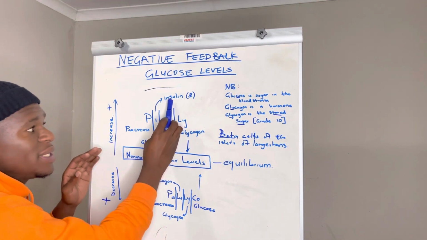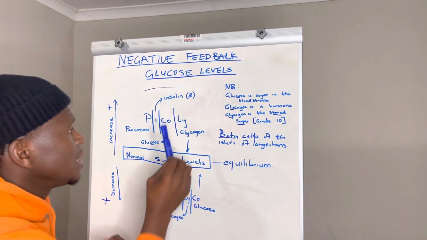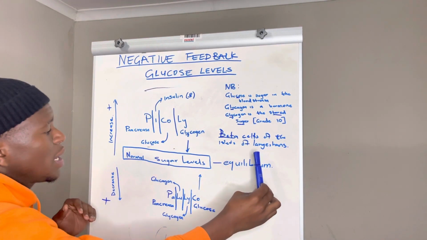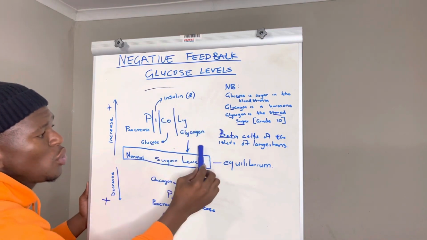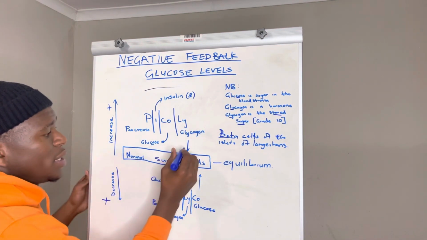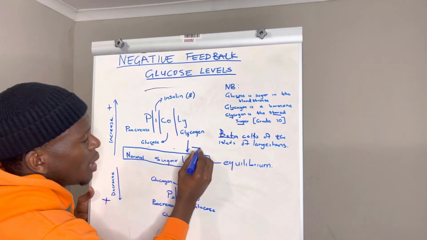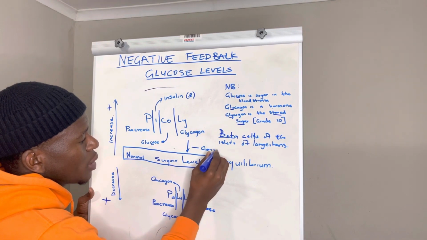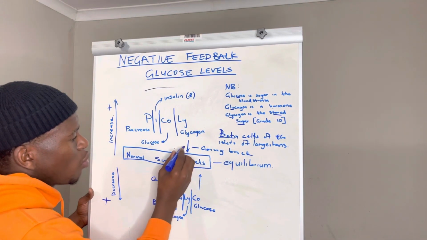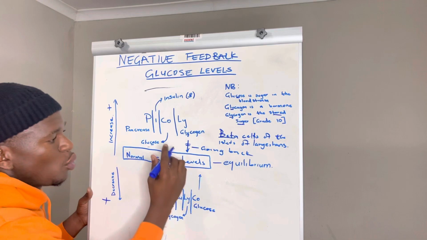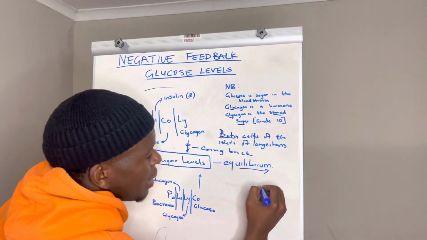Now we're going to say once the insulin has been secreted, the beta cells of the islets of Langerhans will convert glucose into glycogen, and the sugar levels will go back to normal. The sugar levels are going back to normal here, and then we will have our equilibrium again.